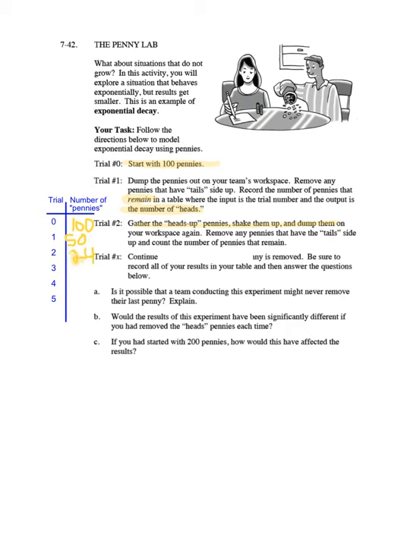So I'll gather those 24 coins, put them back in my cup, shake them and dump them out. This time, there are 12 that are heads up. I'll gather those 12, shake them up, dump them out. This time there are 6 heads up. Do the same thing, gather my pennies, dump them out. This time only 2 are heads up. And then the next time, so my 6th toss, I end up with 0 heads remaining. And I have no pennies left.